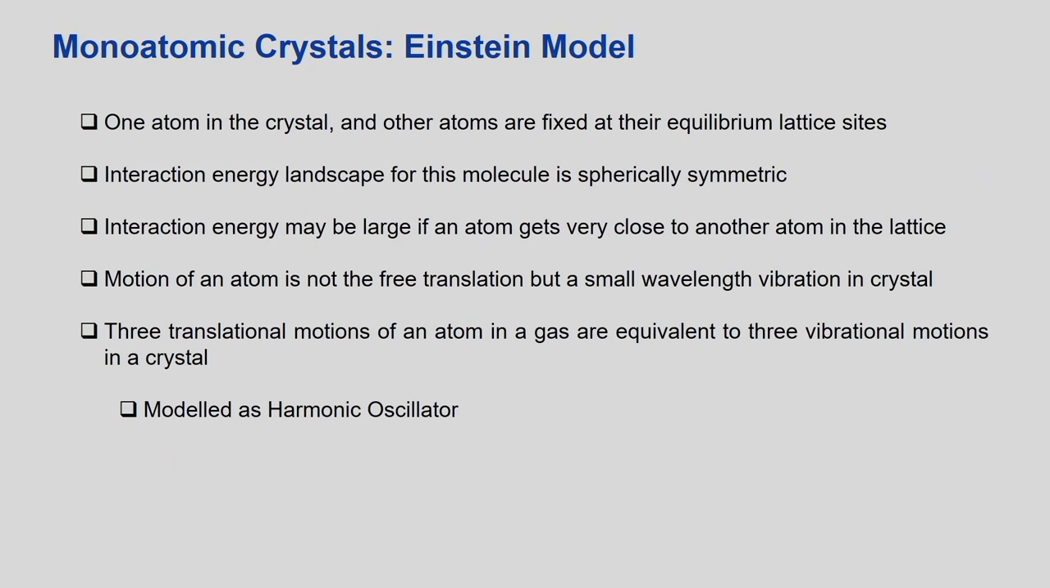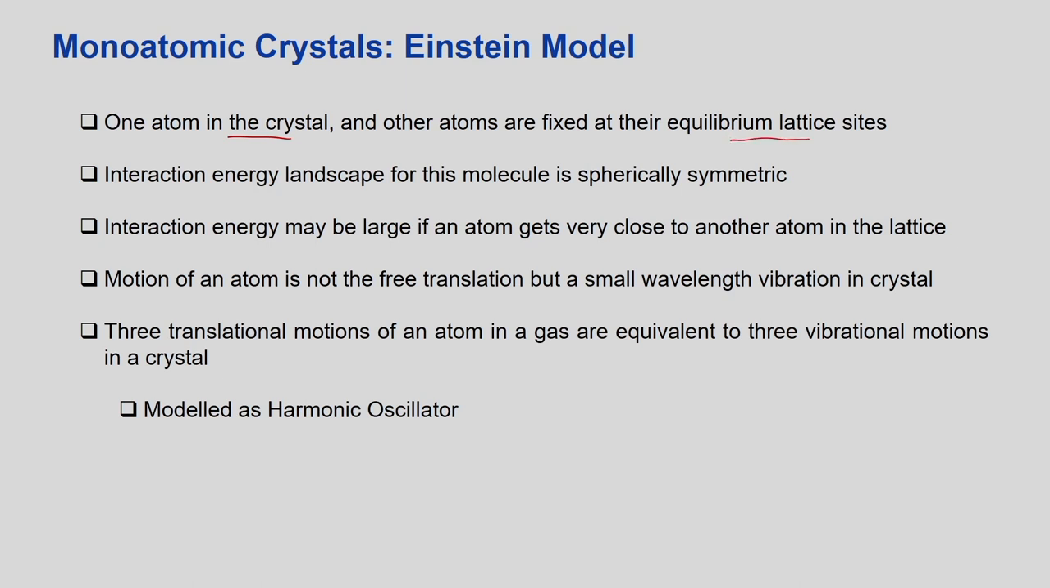Coming back, we start with the Einstein model. You have one atom in the crystal. This is an assumption, not actual. Einstein assumed these particular features to reduce the vibrational partition function and the overall partition function. Assume a central atom in the crystal. You consider the other atoms to be fixed, which is not correct actually. Other atoms will also be vibrating about their equilibrium positions, but we consider them fixed at their equilibrium lattice sites. This is the first important assumption Einstein took.